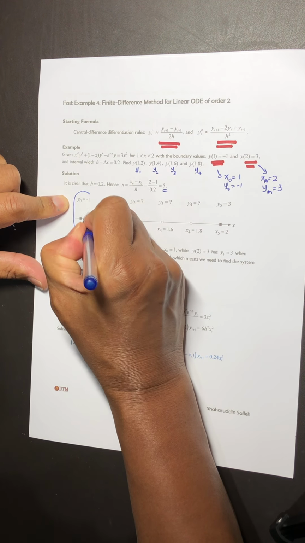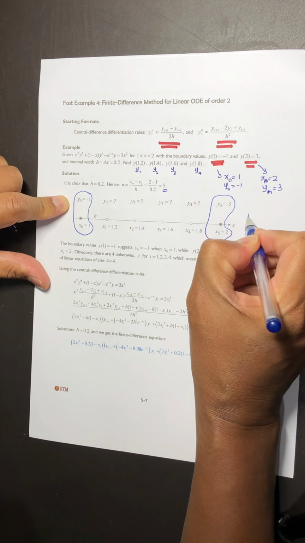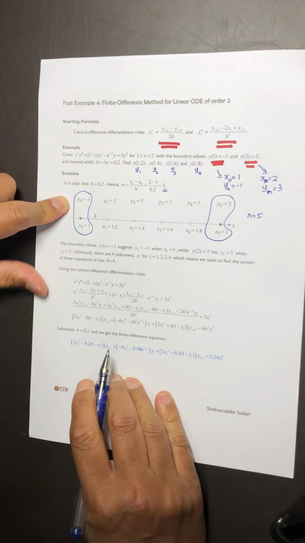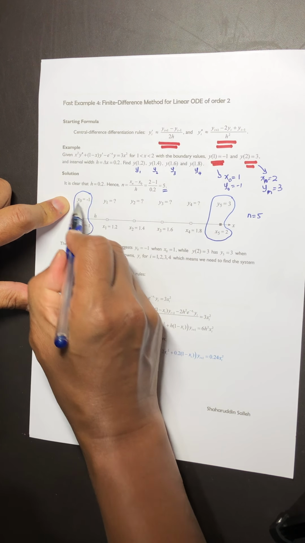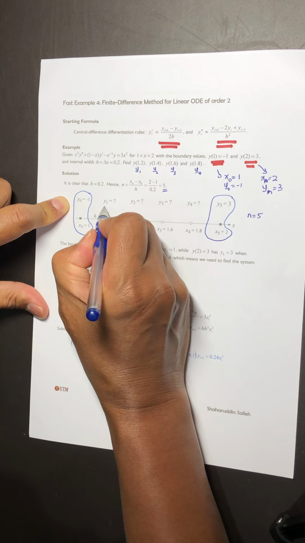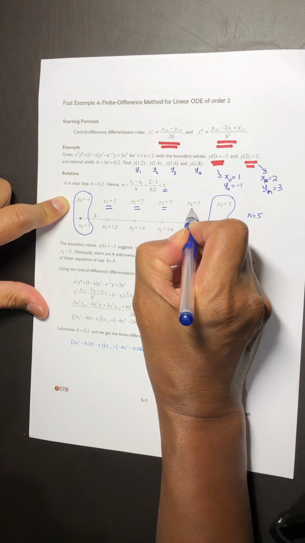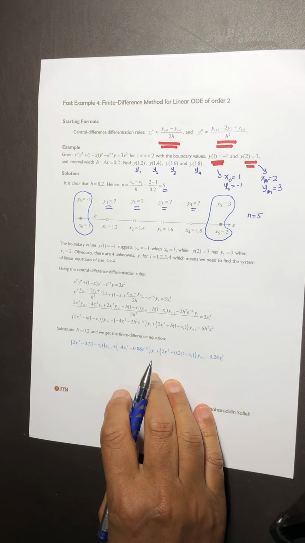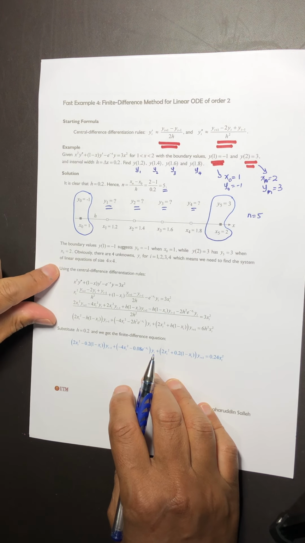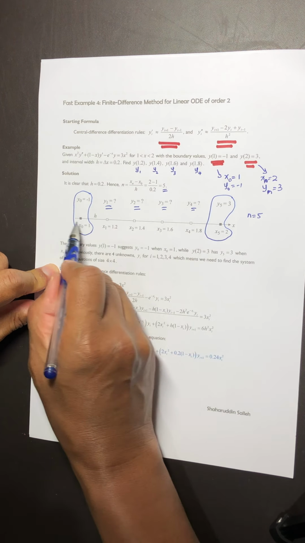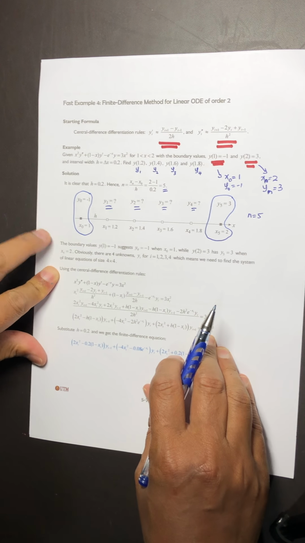This is the first boundary. This is the second boundary. n is 5 here. So we have x5 is 2, y5 is 3, x0 is 1, y0 is minus 1. So we need to find y1, y2, y3, and y4. So 4 unknowns that we need to find. The first step in solving this problem is to draw this diagram. Make sure you have this diagram drawn correctly so that you know what you are doing.